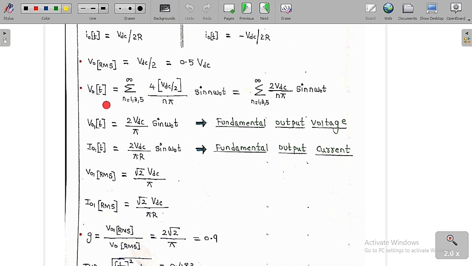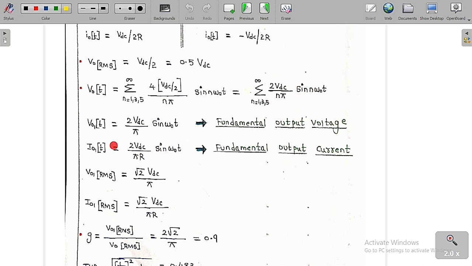If you want to find the expression of the output voltage, as the output voltage is a periodic signal, you can write it in terms of Fourier series, which is V naught of t equal to sigma n equal to 1, 3, 5 up to infinity, 4 into the peak value, which is VDC by 2, by n pi, sine of n omega naught t. If you do a simplification, we get sigma n equal to 1, 3, 5 up to infinity, 2 VDC by n pi into sine n omega naught t. So this is the output voltage in terms of Fourier series.